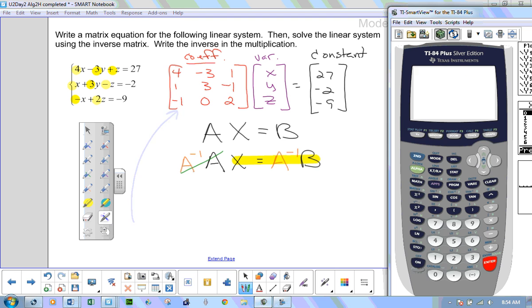So I will need to go to my calculator. Okay? So on my calculator, I will hit second matrix. I'll go to edit and choose A. I'll see that it's a 3 by 3.